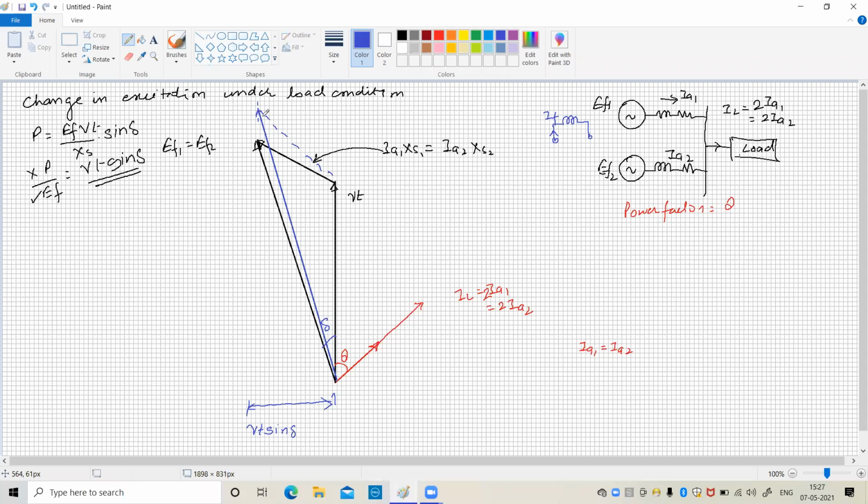Now we will represent it as EF1 dash. Here it is IA1 dash XS1, and this angle is delta 1. For all values of EF, the product of Vt and sine delta will remain constant. Okay. So under such a condition, what happened? The current IA1, delivered by alternator 1, gets more lagging, and it is represented as this current, this is IA1. So IA1 dash will increase, isn't it?